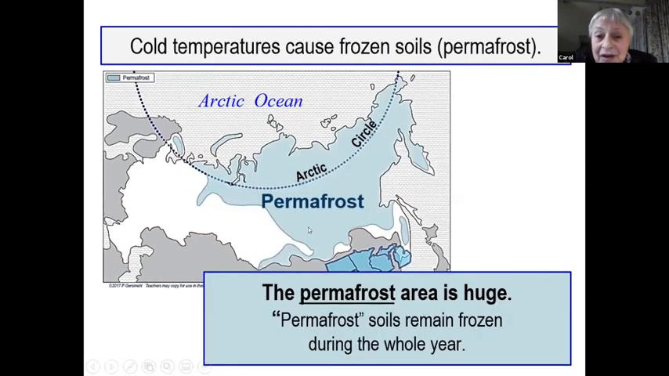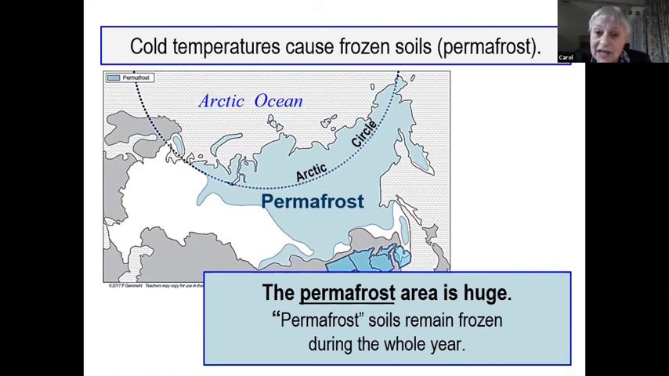The blue area is the permafrost region. We don't have permafrost in Michigan, thank goodness. Permafrost are soils that, starting from the top and going deep, deep, deep into the soils, remain frozen during the whole year. They're frozen in summer still.